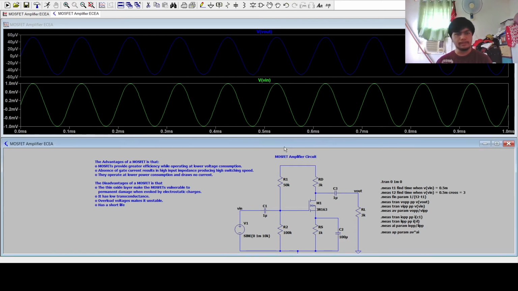Now to show the simulation results, we will run and view the SPICE error log. So run by clicking this running man and view the SPICE error log.